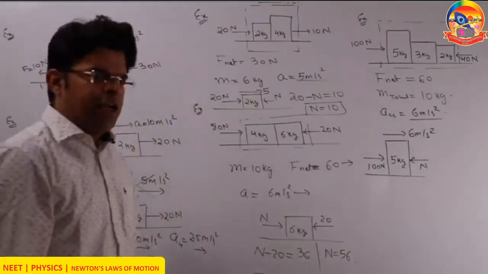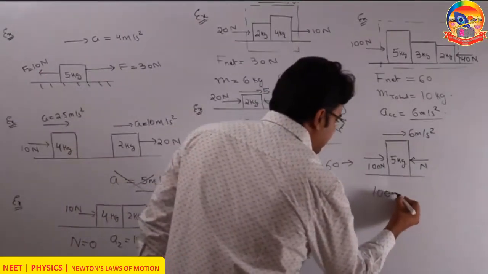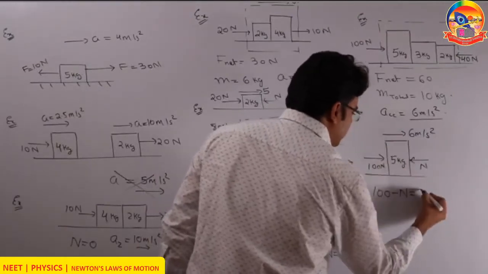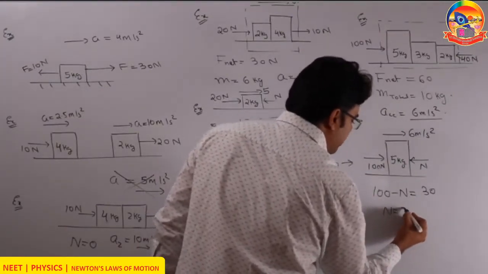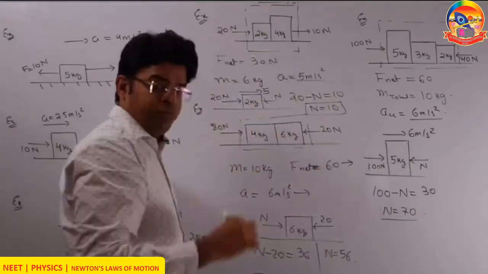Make the equation: the net force acting in direction of acceleration equals mass into acceleration. So the normal reaction comes out to be 70.